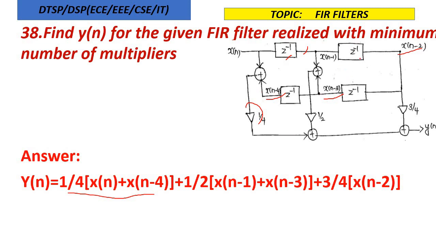So this is the realization. We need a delay element, this is a delay element, this is an adder, and this is a multiplier. So 3 things are required to realize an FIR filter. And in the next expression here, x of n minus 1 and x of n minus 3 are added, and then multiplied by 1 by 2. So 1 by 2 times x of n minus 1 plus x of n minus 3 inside the bracket, and here x of n minus 2 is multiplied by 3 by 4. So y of n is the summation of all these 3. So this is the answer for y of n.